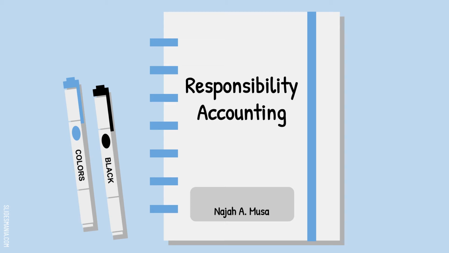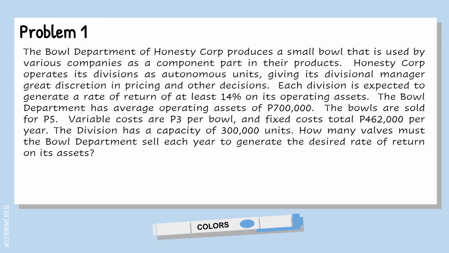I am Najah Musa and I will be discussing three of the problems from our first quiz on responsibility accounting. So for the first problem, we have the bowl department of Honesty Corp, which produces a small bowl that is used by various companies as a component part in their products. Honesty Corp operates its divisions as autonomous units, giving its divisional managers great discretion in pricing and other decisions.